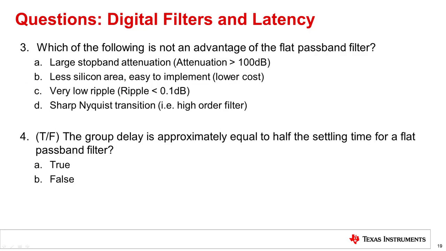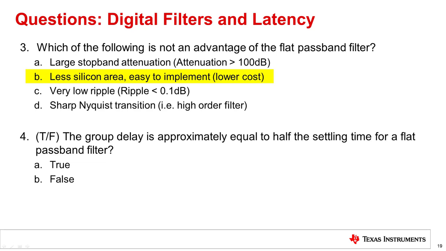Question 3. Which of the following is not an advantage of the flat passband filter? A. It has a large stopband attenuation, greater than 100 dB. B. It has less silicon area and is easier to implement, which translates to lower cost. C. It has very low ripple, less than 0.1 dB. Or D. It has a sharp Nyquist transition, i.e. a high-order filter. The answer is B. A flat passband filter offers great performance, but at the cost of a more complex design.